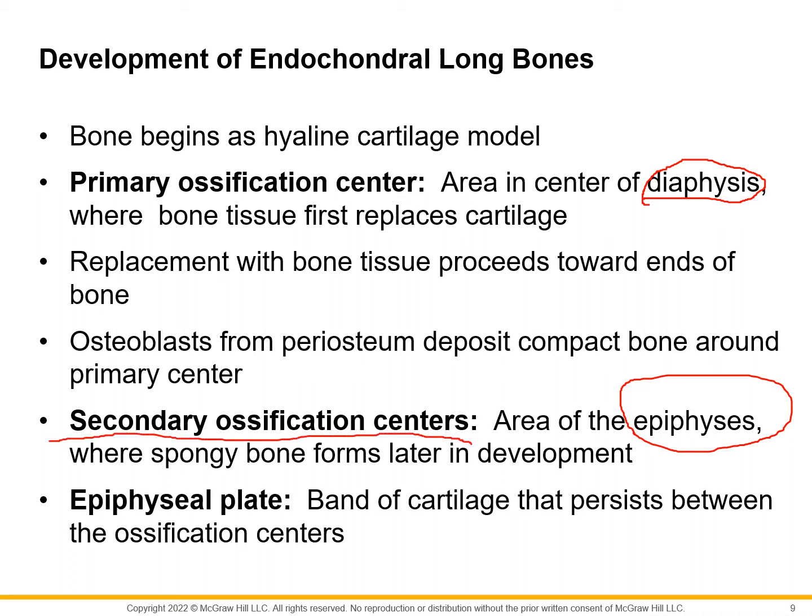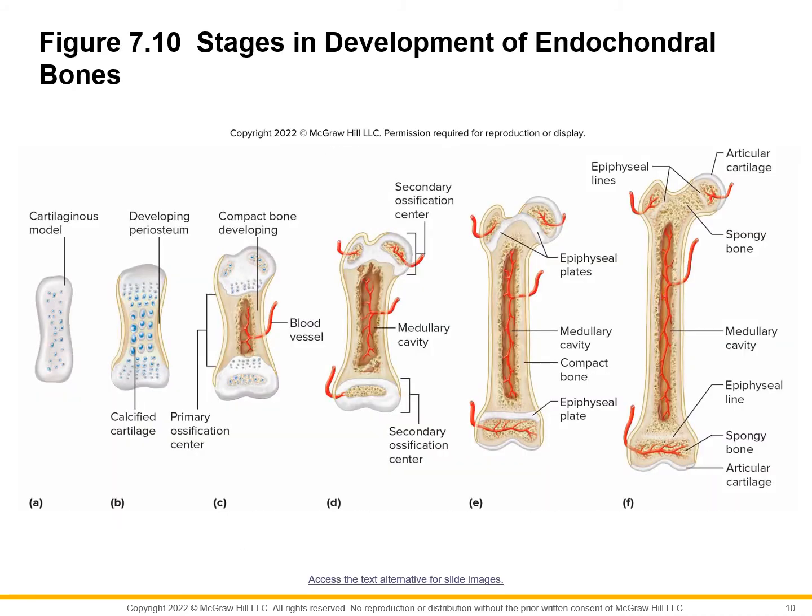And as these two ossification centers get their ossification on, so to speak, they get to a point where the diaphysis and the epiphysis start getting close to each other, and we call this the epiphyseal plate. In layman's terms, this is called the growth plate. We're going to talk about that in just a little bit, how bones grow. So this is the picture kind of showing how it works.